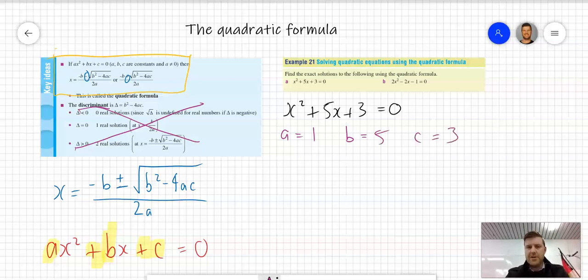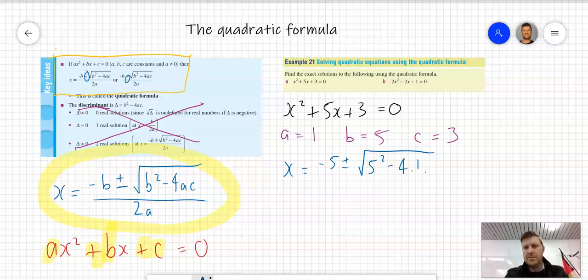So I'm going to go ahead and substitute those values into the quadratic formula, the one that I've just done over here, and rewrite that without a, b, and c. I'm going to use 1, 5, and 3, respectively. So let's go ahead and do that. So x is equal to minus 1 times 5, or minus 5, plus or minus the square root of 5 squared minus 4 times a, which in this case is 1, times c, which in this case is 3, all over 2 times a, which in this case again is 1.